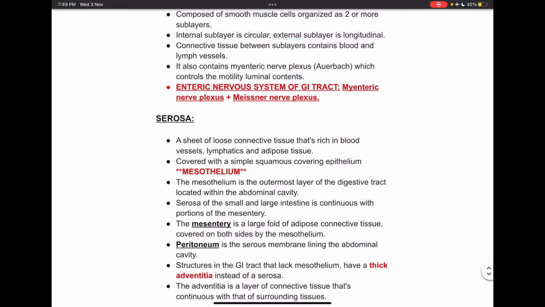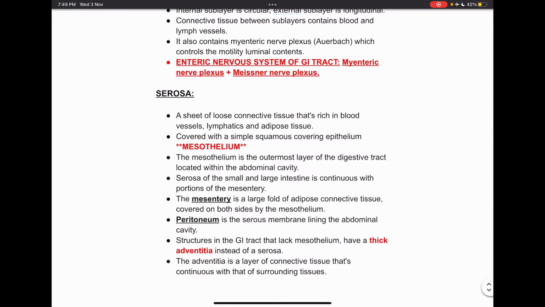And finally, عندنا serosa. Now the serosa is a sheet of loose connective tissue that's rich in blood vessels, lymphatics and adipose tissue. And لما يكون في عنا mesothelium بيكون اسمه serosa. لما ما يكون في mesothelium بتصير adventitia.